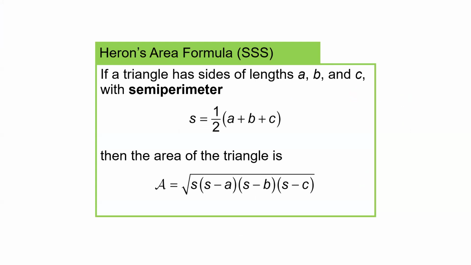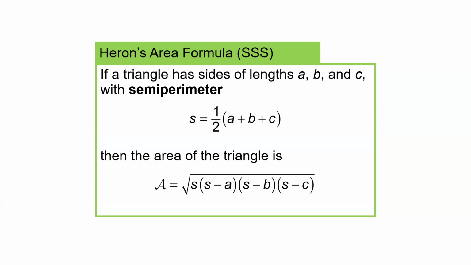It's called Heron's area formula. It's a way to find the area of a triangle if all you have are the sides. If all you have is SSS. Heron's area formula works if you do not know any angles or any other measurements, or your height, or anything, to find the area of that triangle.